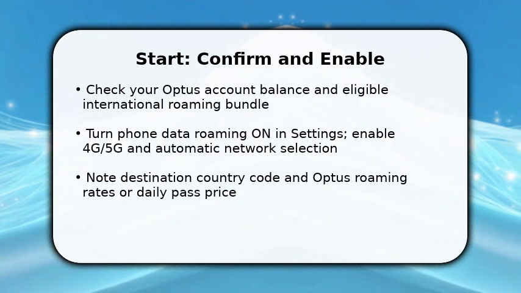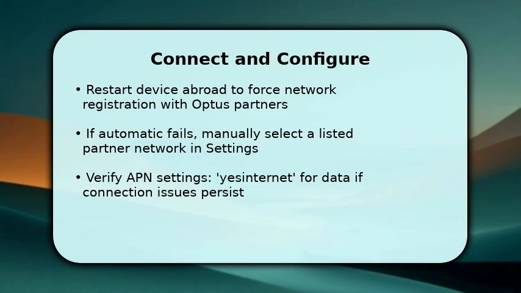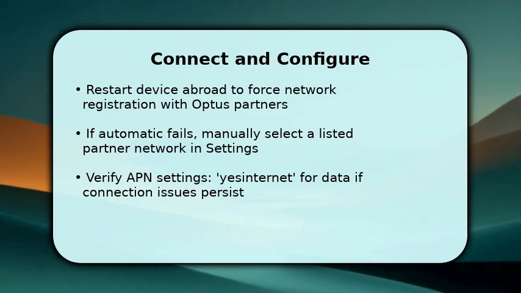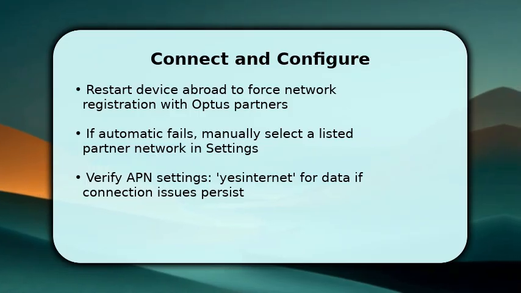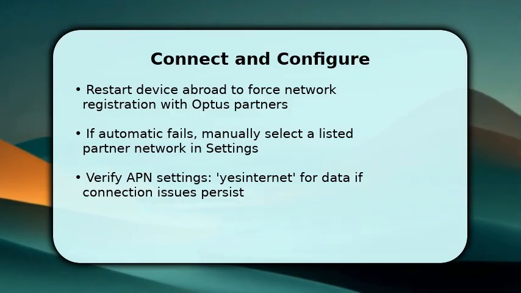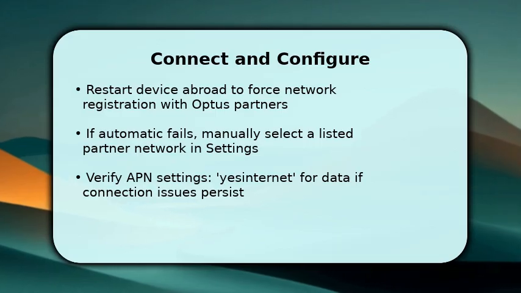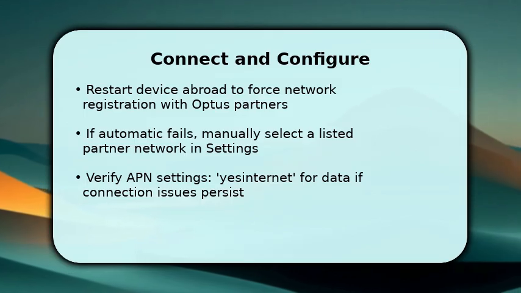Once you land, restart your phone to trigger registration with local Optus partners. That usually completes activation. If you don't attach automatically, open network operators and choose a named partner manually. This forces the connection. Make sure your APN reads Yes Internet and that mobile data is enabled. This ensures apps and billing recognize roaming usage.